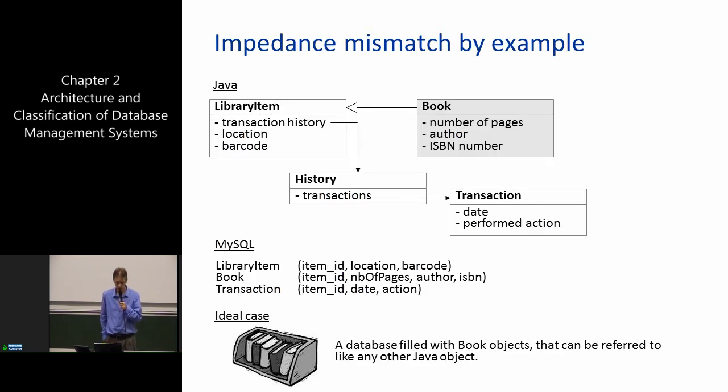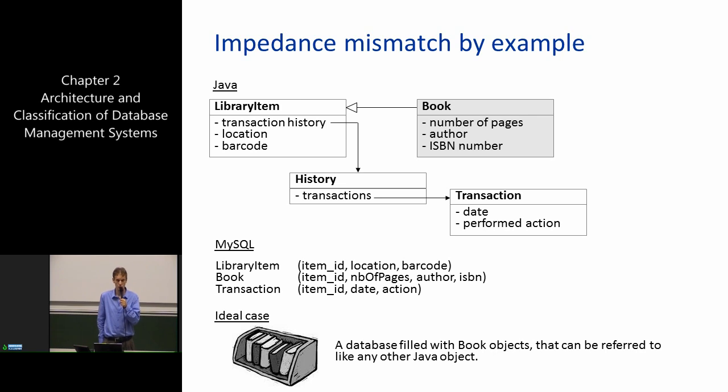Here you can see impedance mismatch illustrated by an example. So remember, we have a Java class hierarchy here. Object orientation is a very important programming concept. Here we have a library item, we have a book, history, and transactions, and they're all related to one another using object-oriented concepts. This is then the MySQL representation thereof.